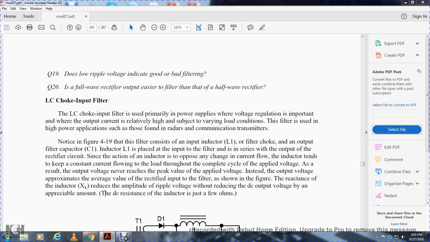Notice in Figure 4-19, the filter consists of the input inductor L1, the filter choke, and the output filter capacitor C1. The input inductor L1 is placed in series with the output of the rectifier circuit.